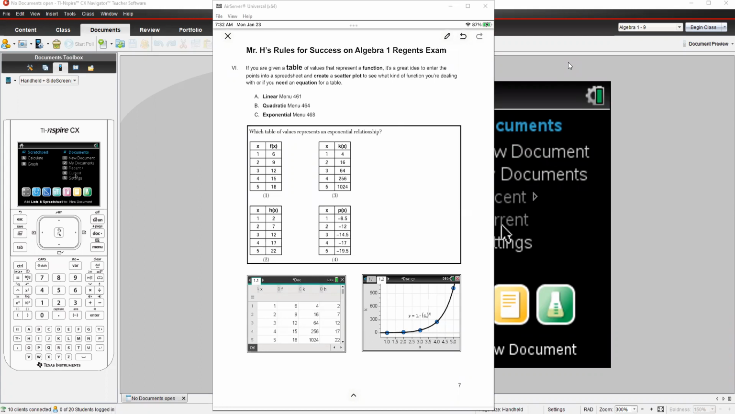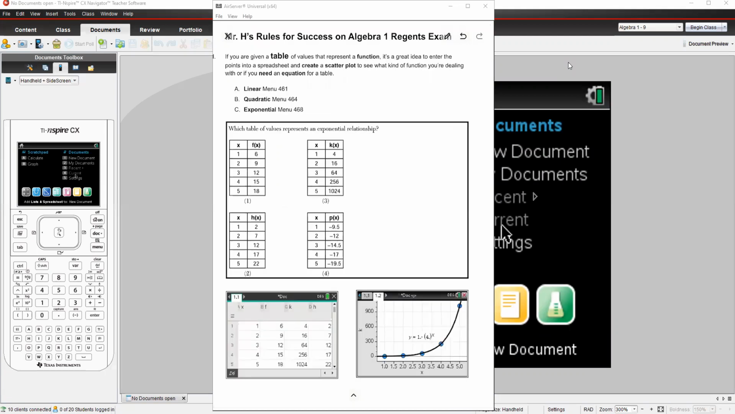Okay, I'm going to do this 2 ways. I'm going to show you how to do it without the calculator, and then I'm going to show you how to do it with the calculator. And I do not care which way you do it, as long as you get it right. So let me make this a little bigger.